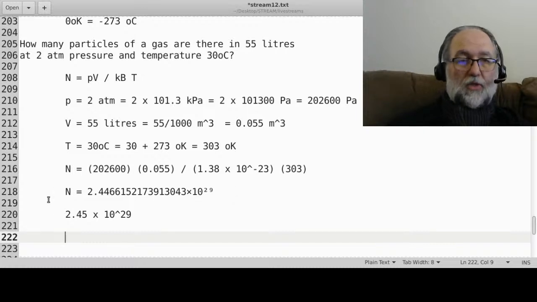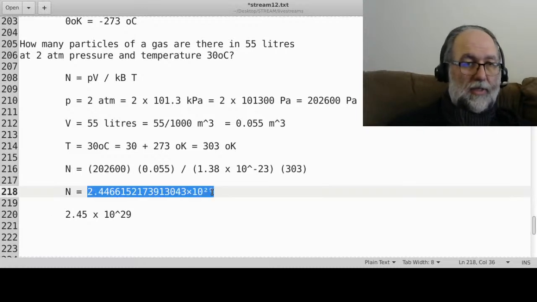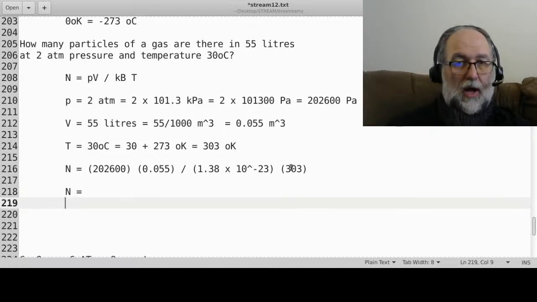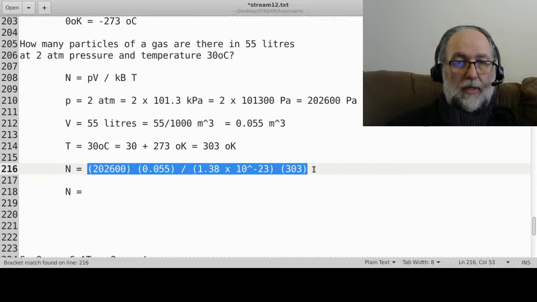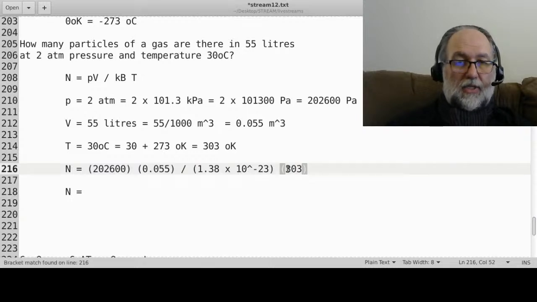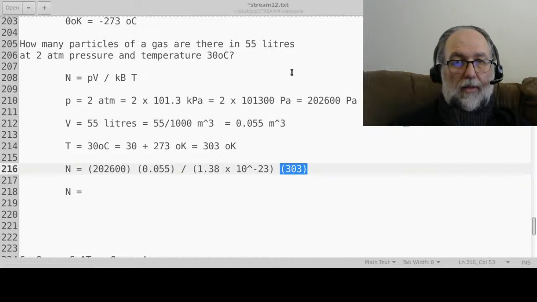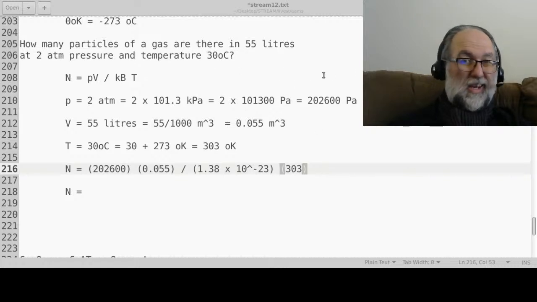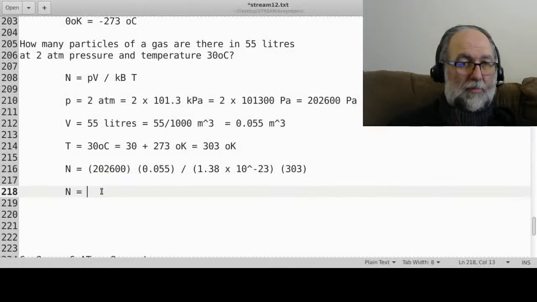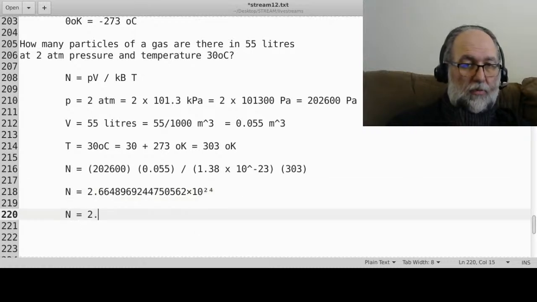Oh, that's wrong. One second, that's wrong. It's wrong because I accidentally multiplied rather than divided there. I cut and paste incorrectly. There we go. And now it's also way off from 1 mole. There's the answer, or rounding it off, it's 2.66 times 10 to the exponent 24.